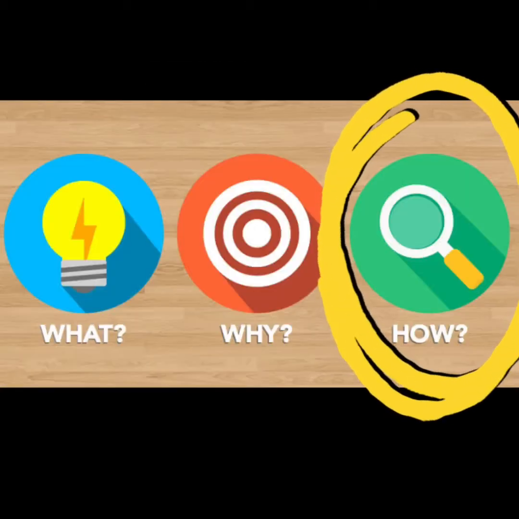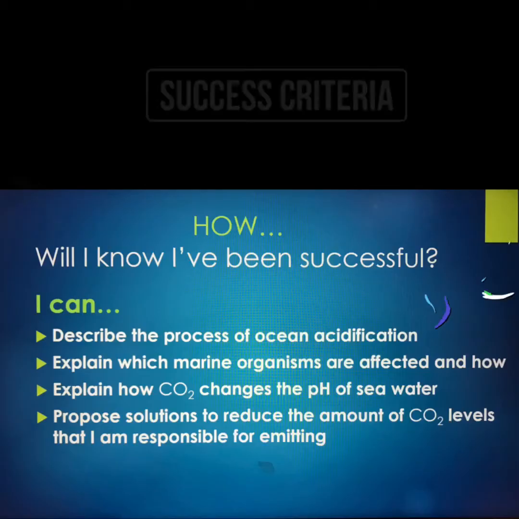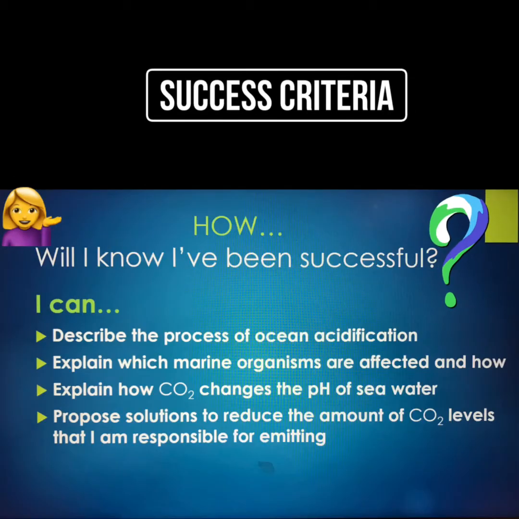So how will you know that you have been successful as a learner at the end of this lesson? Success at the end of this lesson looks like this. You will be able to describe the process of ocean acidification, explain which marine organisms are affected and how, explain how carbon dioxide changes the pH of seawater, and propose solutions to reduce the amount of carbon dioxide levels that you are responsible for emitting.